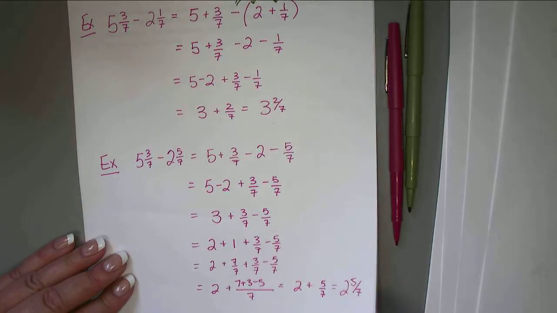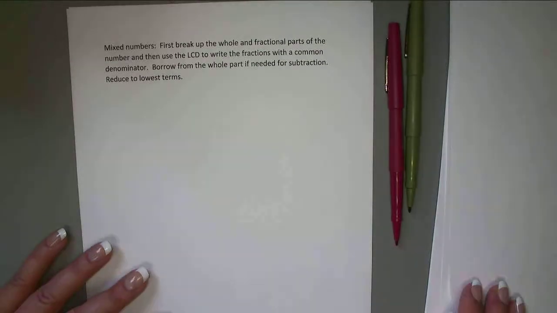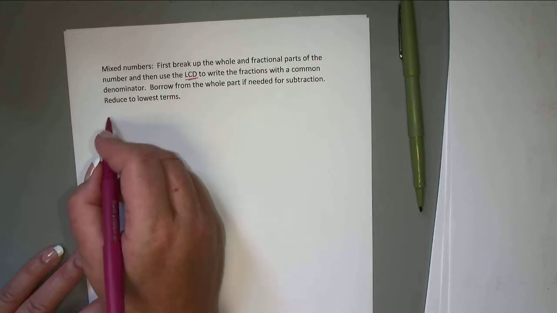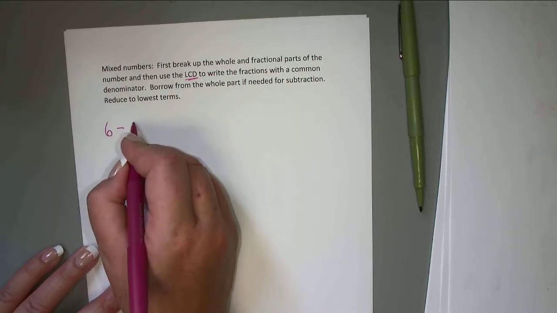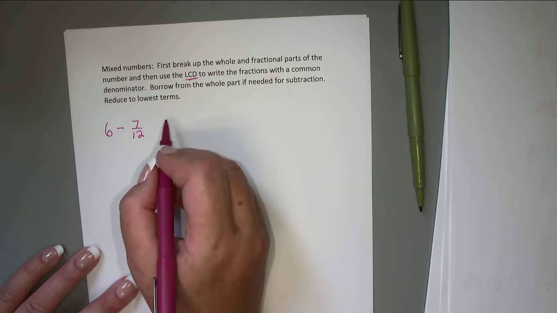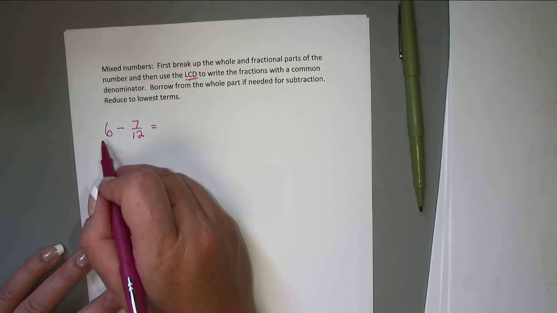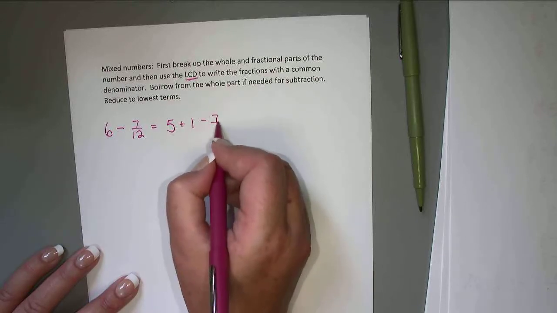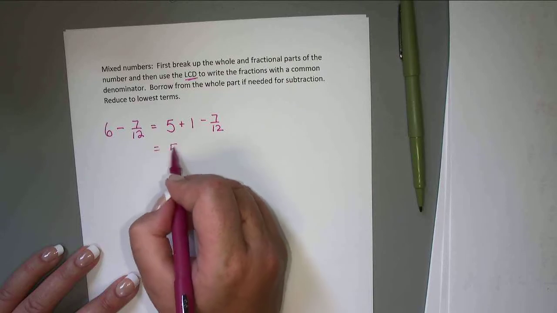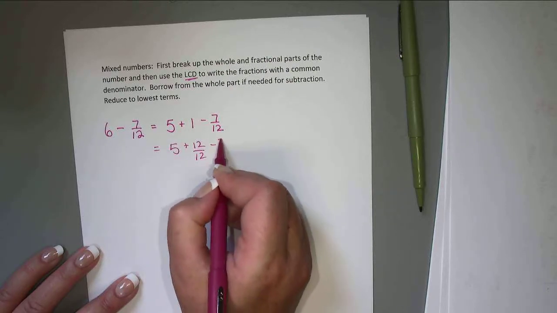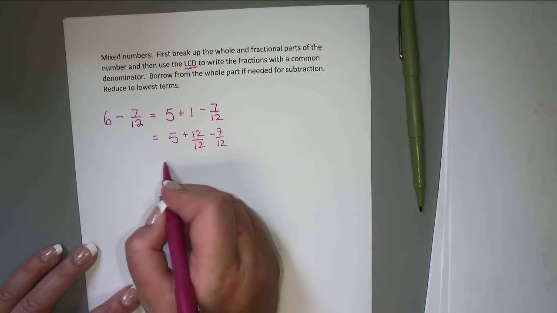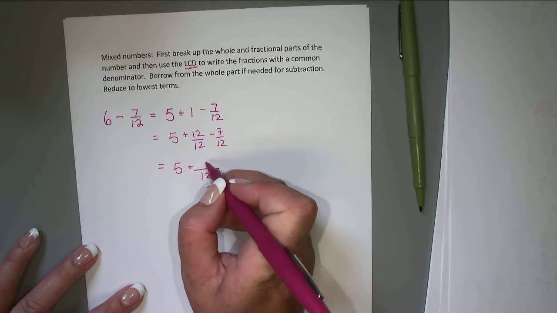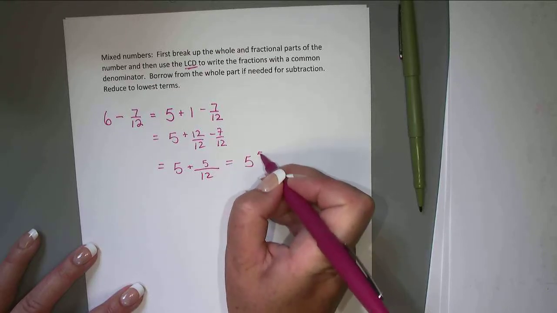Okay, so just a couple more examples. So this is just saying if we want to find the LCD if we need to. So let's first do 6 minus 7 over 12. Just to show the breaking this up. So this would be 5 plus 1 minus 7 over 12. And the 1 can be written as 12 over 12. So 5 plus 12 minus 7 is 5. So this is 5 and 5/12.